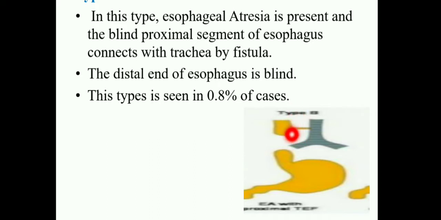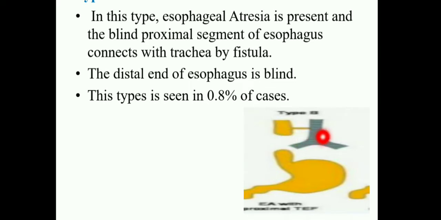The proximal part is a blind pouch, the distal part is also a blind pouch, but the proximal part of the esophagus is connected with the trachea. This yellow connection is there, no? This is the esophagus and this is the trachea. Here two organs have one connection, that is called a fistula.